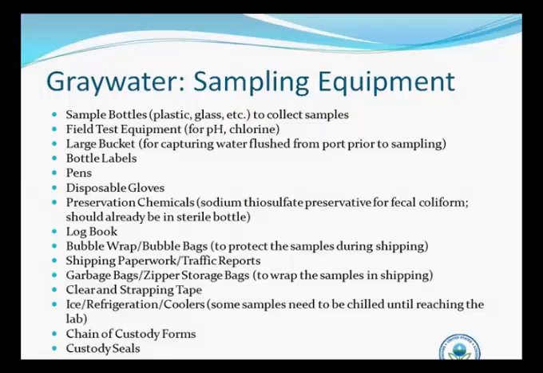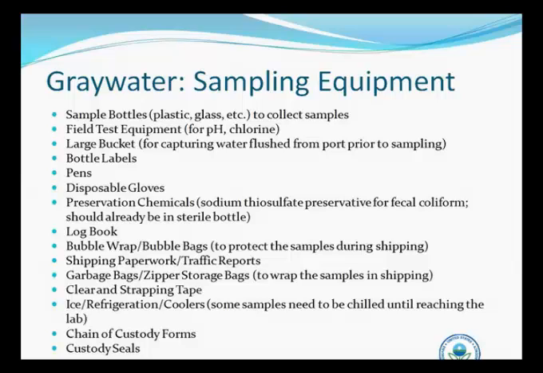So let's list through here some of the equipment that's really essential for gray water sampling. First of all, obviously, sample bottles. You'll be getting these from the lab. Each test is likely to have a specific bottle type, although you may see some bottles that can accommodate 2 different tests if they have a preservative. Let's say biochemical oxygen demand and total suspended solids are often taken out of the same bottle. You'll have your field test equipment, which we'll talk about in a minute, for things like pH and chlorine.